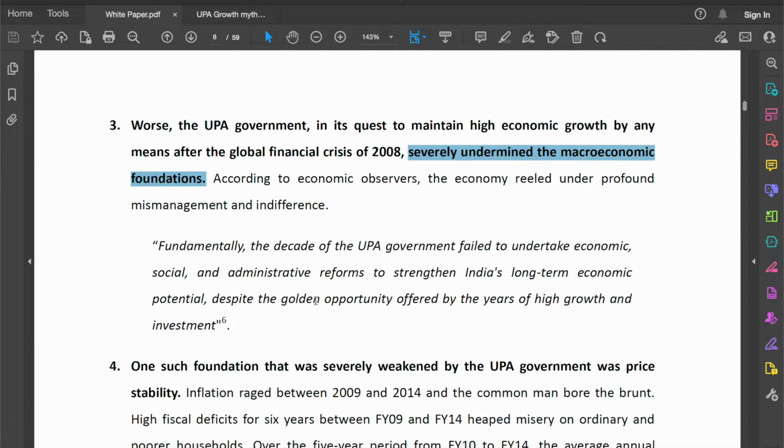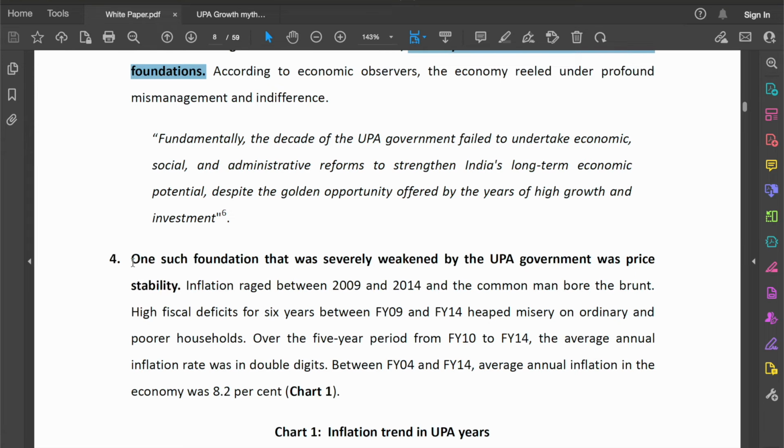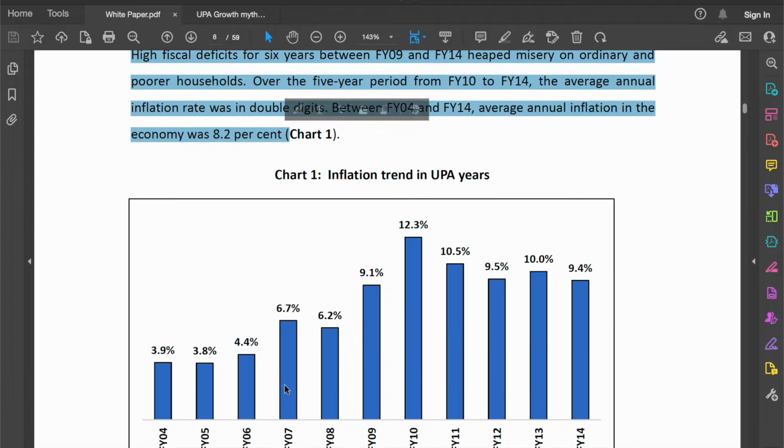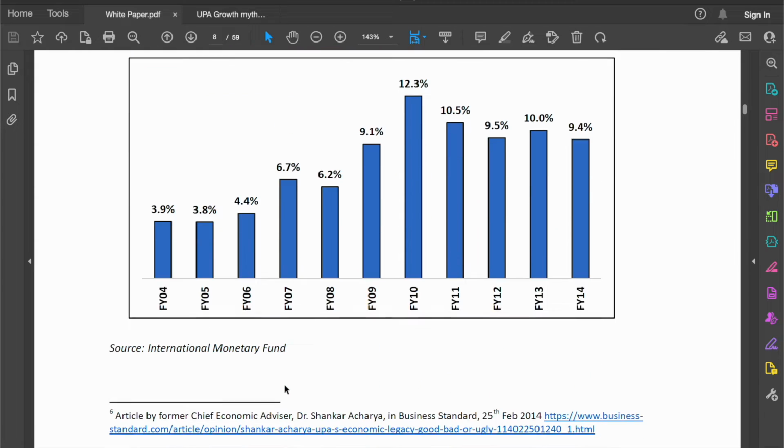And also, it did not contribute to large scale growth in the country, which again is true to some extent. The next point is talking about inflation. They are talking about how inflation was high in the second term of the UPA government. This is true, but we will talk about inflation again after some time.